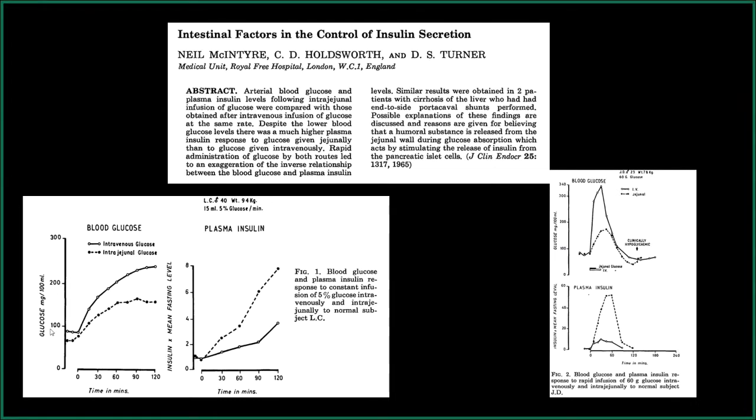And what you see here is that when you gave intravenous glucose, the blood sugars went up more as opposed to giving by the jejunal route. On the other hand, when you look at the insulin response, there was a greater insulin response with the jejunal route rather than the intravenous route. And you can see a similar thing when you give a bolus of glucose. So they concluded that there is something in the intestine, that is, that intestinal factors control insulin secretion.